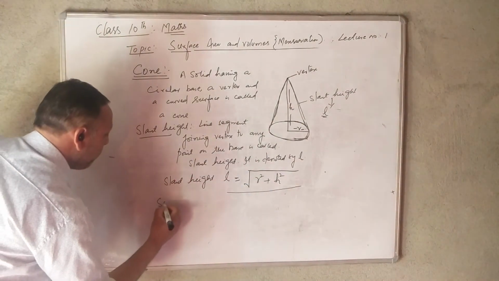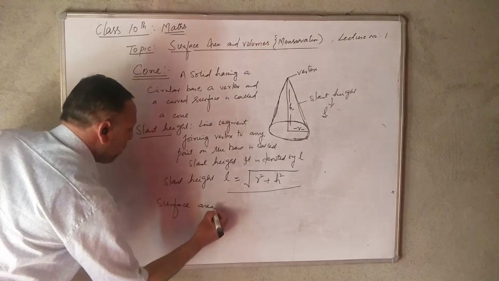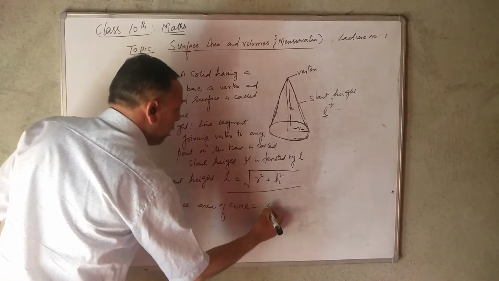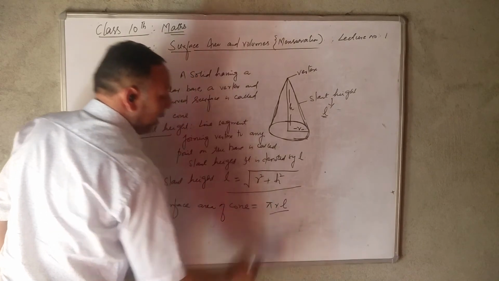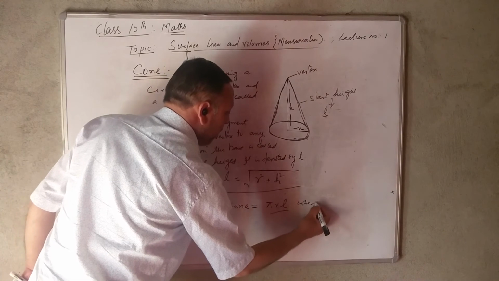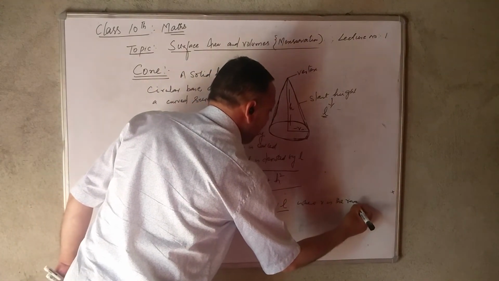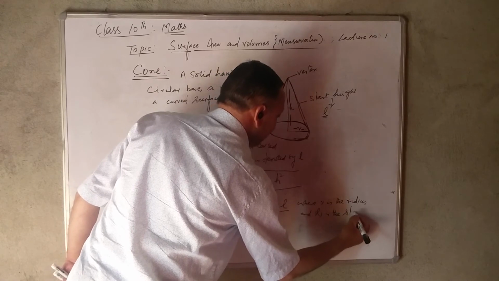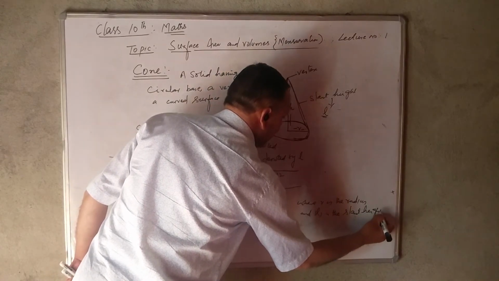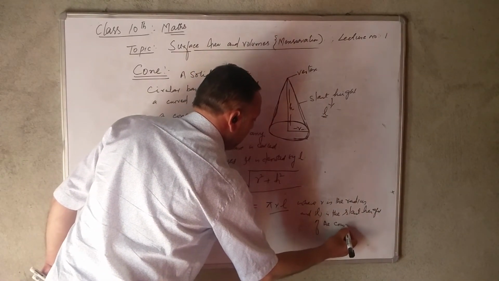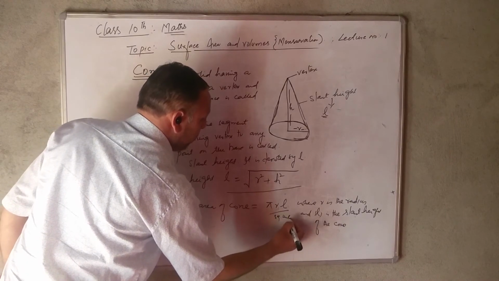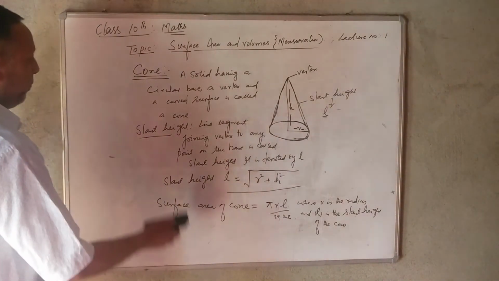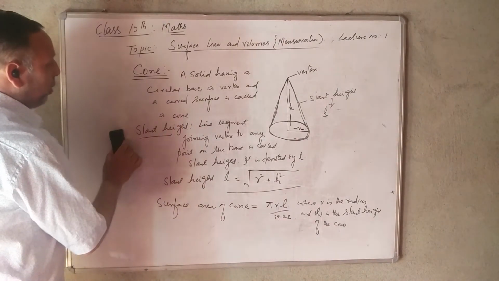Now surface area of cone. Surface area of cone is pi r L, where L is the slant height and r is the radius of the cone, in square units. Pause the video and note it down. Let us now move to total surface area of cone.